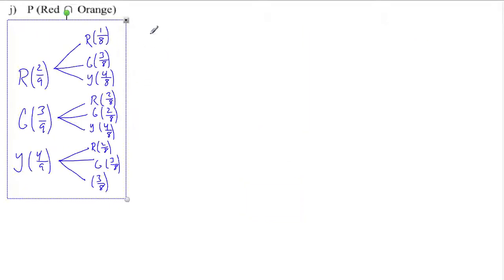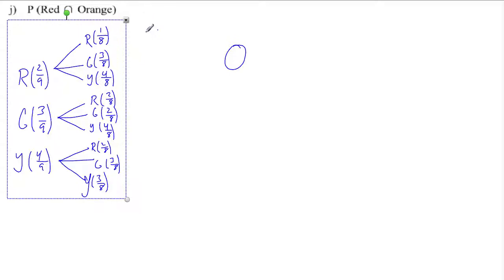And finally, what's the probability that I get a red and an orange? Well, there is no orange. So there's a bunch of reds that I can get, but I need a red and an orange. So what's the probability I get a red and an orange? It's 0.